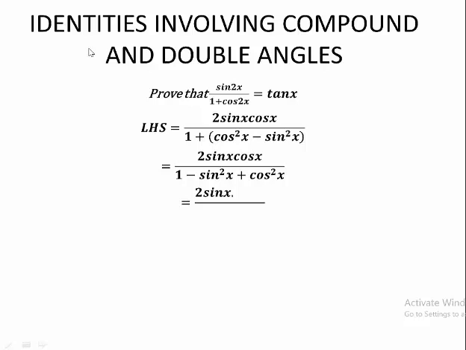Now, at this point, you need to rewrite what's at the top, your 2 sine x times cos x. Remember, at the bottom, you have that 1 minus sine squared x plus cos squared x, which becomes your 2 cos squared x.